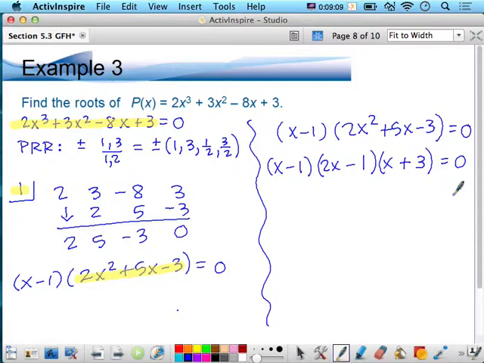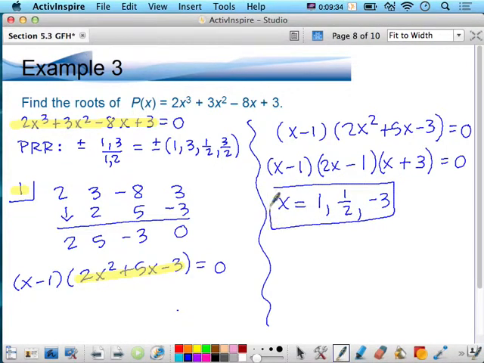I know some of you guys use bottoms up, and that's fine as well. Do whatever it takes to get it either factored or solved. If you want to, you can go straight for the quadratic formula. It's really entirely up to you. Then we solve each factor equal to 0. X equals positive 1, x equals positive 1/2, and x equals negative 3.